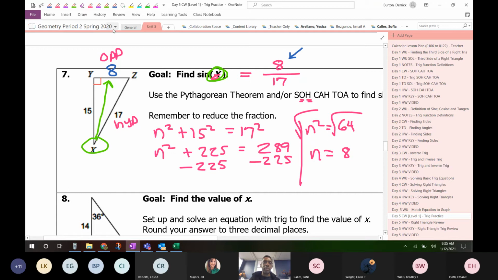That's it. Stop right there. This is the answer. Don't do the inverse sine. They did not ask us to find x. They asked us to find the sine of x, and we found it. So we are done. Stop there.